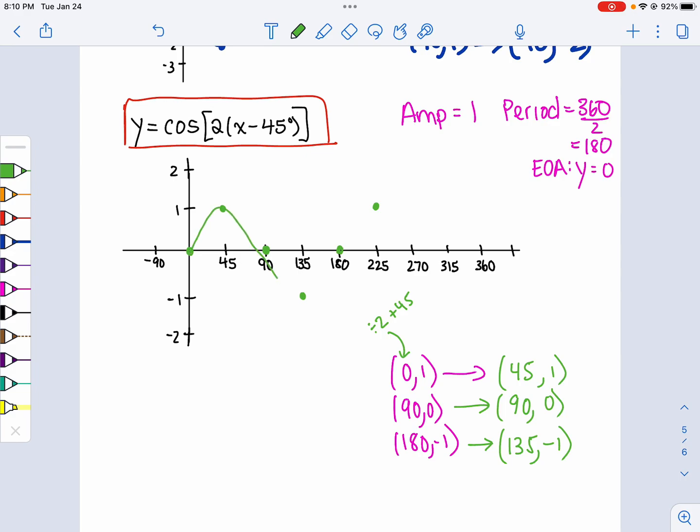So that's what this cosine graph is going to look like, and it's just going to keep following that pattern. All right.